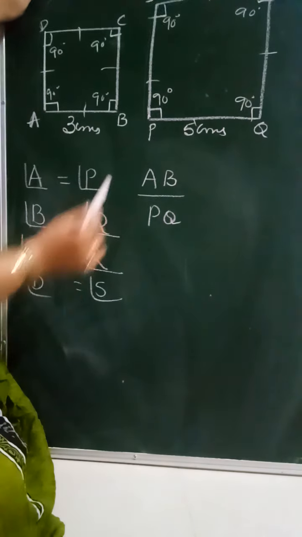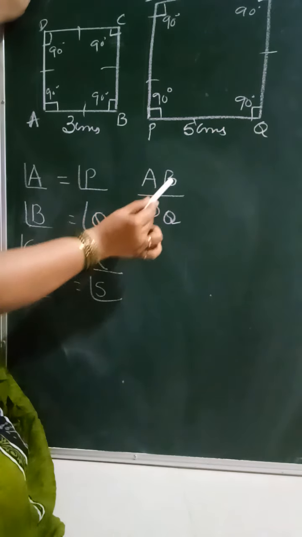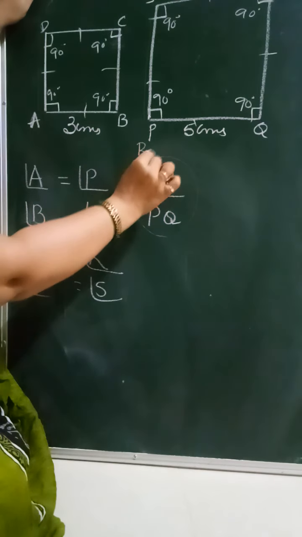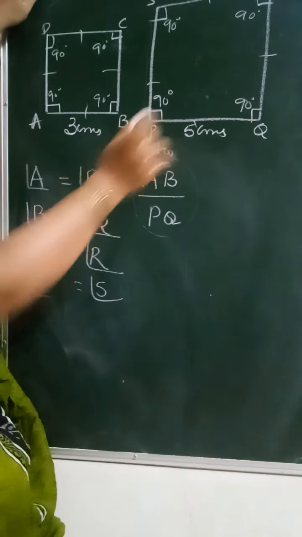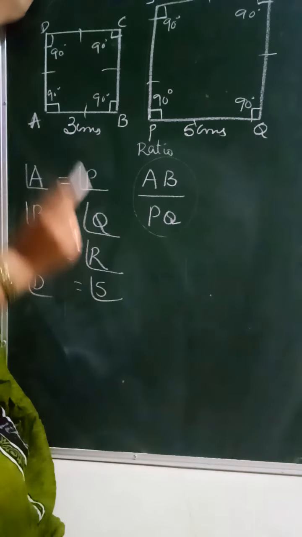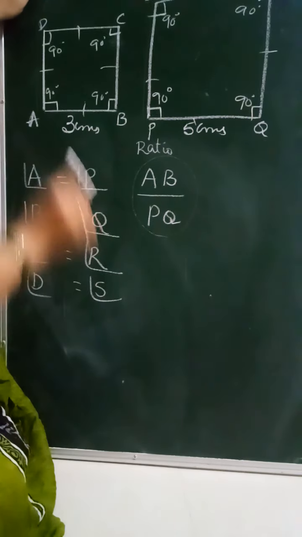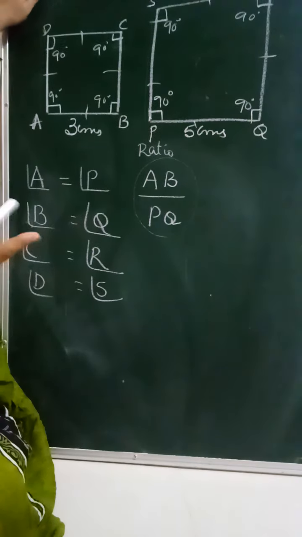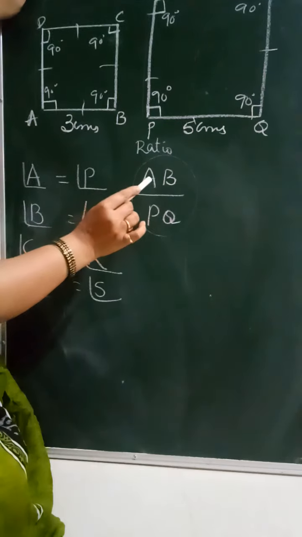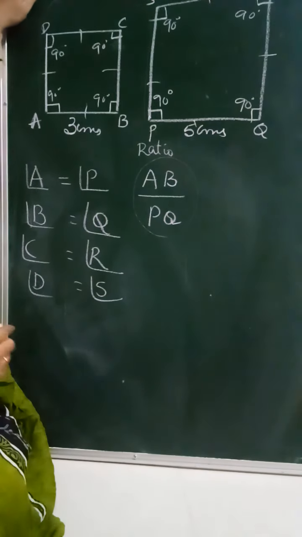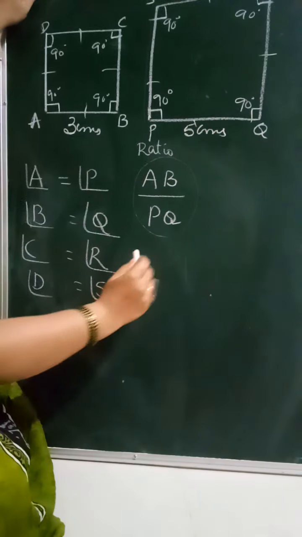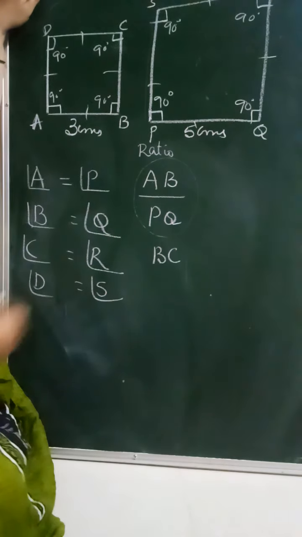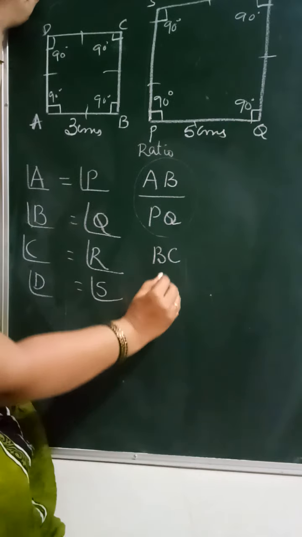The corresponding side of AB is PQ. I have taken the ratio of corresponding sides. AB and PQ are corresponding sides. How to write the ratio? AB by PQ, in rational form I have written. Again, let me consider BC. What is the corresponding side of BC?